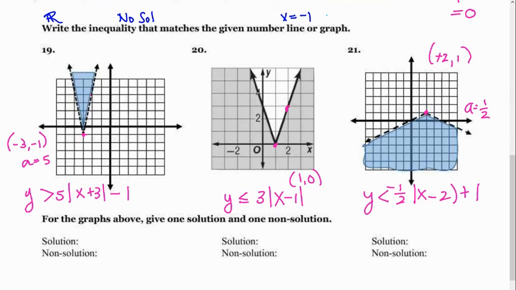Give a solution and a non-solution. Basically, can you find a point in and out? So like in this case, a non-solution is 0, 0. 0, 0 works for this one. 0, 0 does not work for this one because 0, 0 falls on the dotted line. So you would have to pick a different point, but any point for a solution would be within the shaded region.